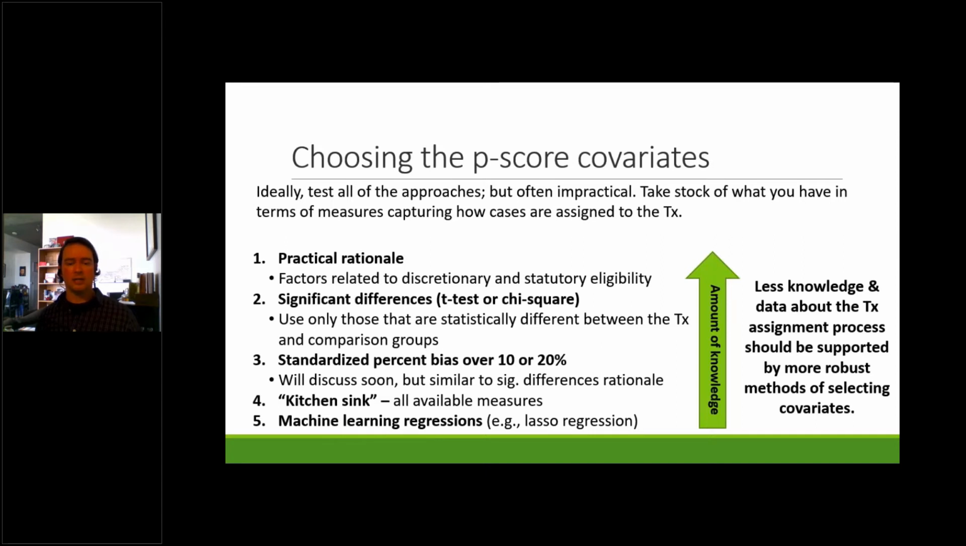So it's highly recommended that you take stock of what you know about or have measures capturing how cases are assigned to the treatment. The less knowledge and data that you have about the treatment assignment process should be supported by more robust methods of selecting covariates. So if you don't know much about how people are assigned, or you think there's wide variation in discretion, perhaps, among practitioners, and you have a lot of variables to choose from, then you might want to lean more towards the kitchen sink or the machine learning regressions, while still ensuring that you have something related to statutory eligibility at the very least.